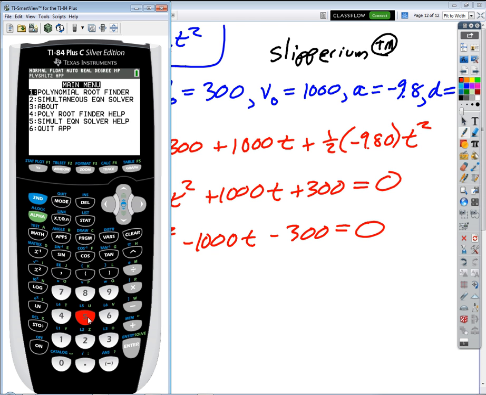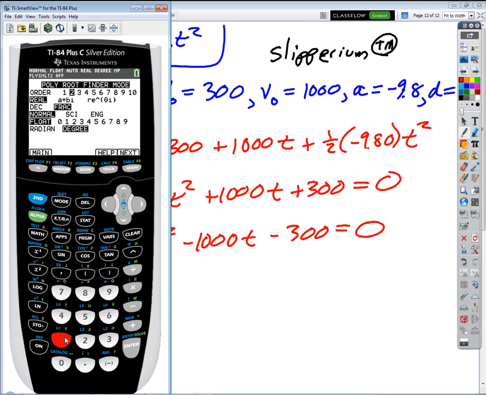So we're going to go to polynomial root finder. What's nice about this is it doesn't just solve quadratics. I can pick the order of the polynomial that I want to solve. Pretty cool, right? It'll give me real roots or even imaginary roots. A quadratic is really just a second degree polynomial, so we'll leave that at 2 as our default setting.